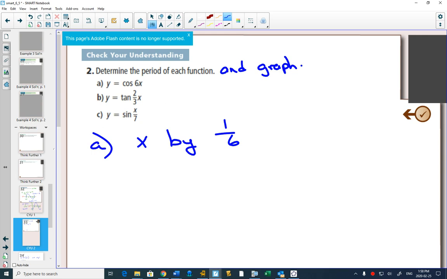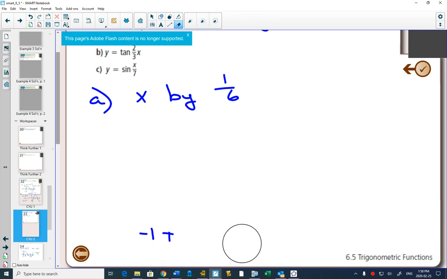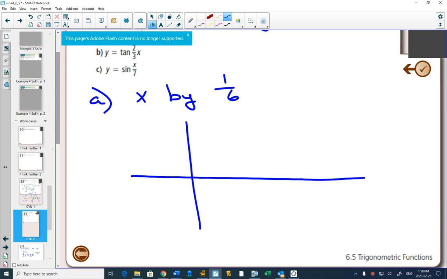So the biggest thing that an x value compression is going to do, can you see that that's going to change your period? On our normal graph, our period was 2 pi. But now we're going to squish it by 1/6. And so what we can do when graphing this is normally we would draw 2 pi and divide our axis into 4 equal sections. But now we multiply our period by 1/6. I'm going to just write 2 pi over 6. You could reduce that to pi over 3, right?